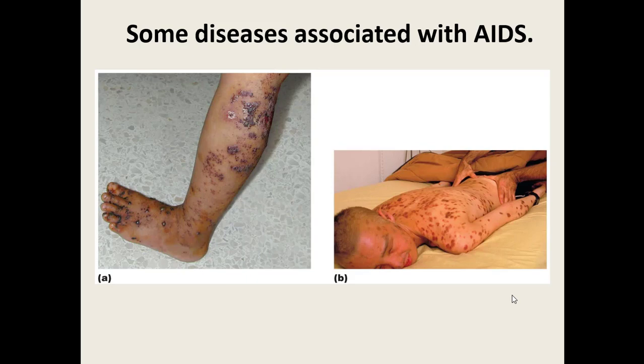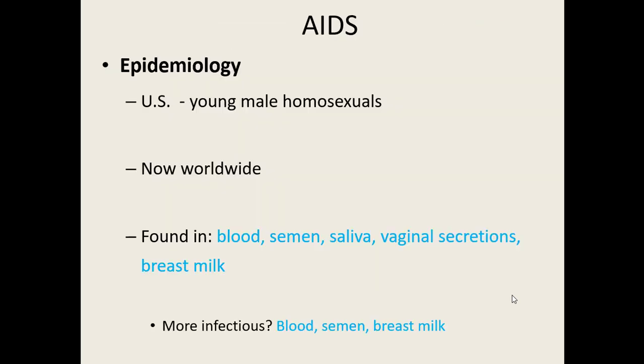Now, the spread of HIV is that it was first discovered in young male homosexuals in the 1980s in the United States. Again, there were cases of that before that in the world, but this particular virus is worldwide. Every country has HIV. It's found in various bodily fluids. We can find HIV viruses in blood, semen, saliva, vaginal secretions, breast milk, of all of the various bodily fluids that you could find the virus. Blood and semen are going to be the highest concentration of viruses, so more infectious, and breast milk is up there as well.